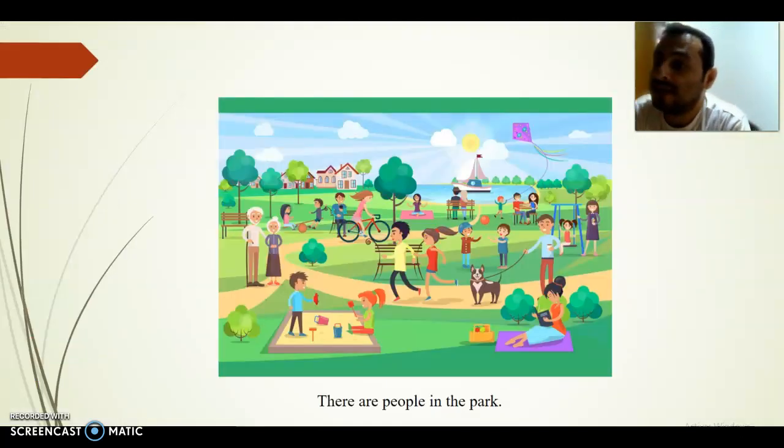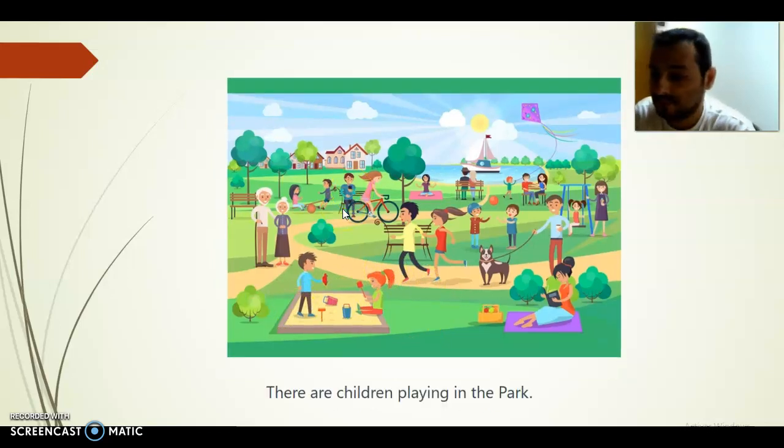Well, this is the image I will use for the activity. An image of a park on a sunny day where we can see the following. The sentences are: there are people in the park. There are children playing in the park.